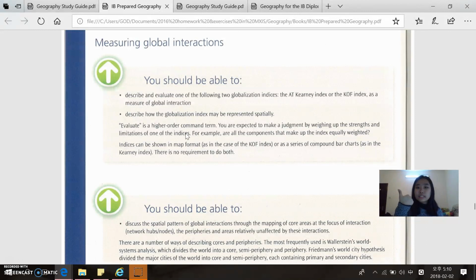We have to know what categories each of the indices has. What parts of globalization do they observe? And we also have to evaluate: what's the strength and limitation of the AT Kearney index? And what are the strengths and limitations of the KOF index?